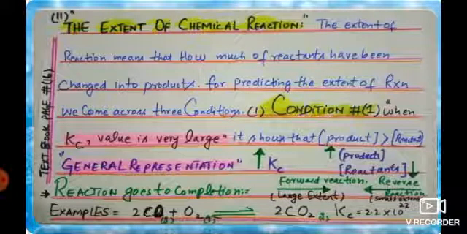Condition number 1, when Kc value is very large. As you have already studied, when the Kc value is very large, it shows that the amount of the product will be greater than the amount of the reactants. Means the amount of the product or the concentration of products will be larger as compared to the concentration or the amount of reactants.